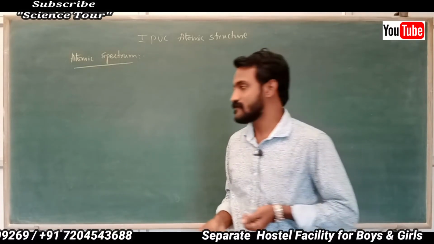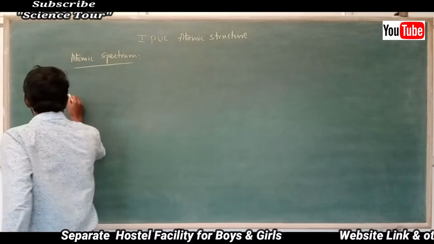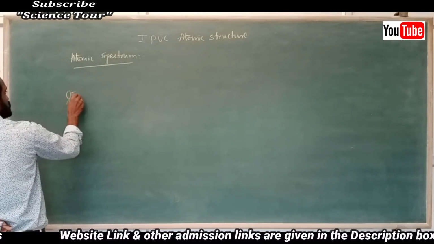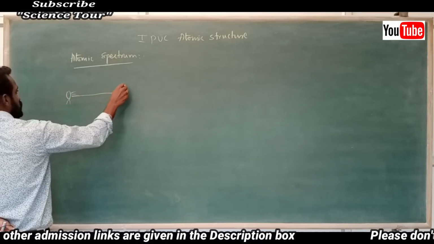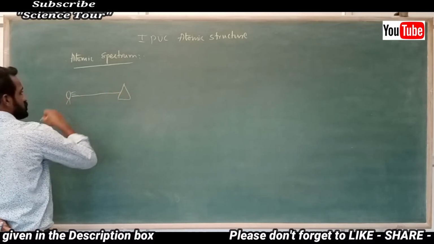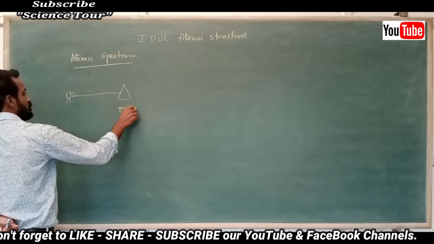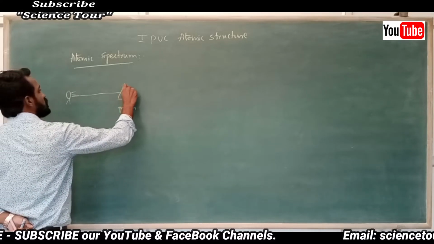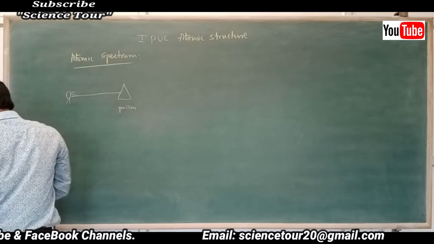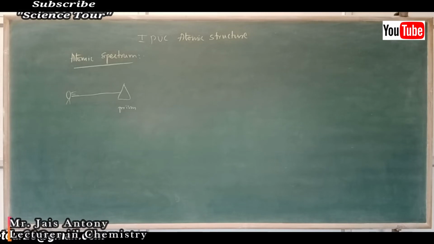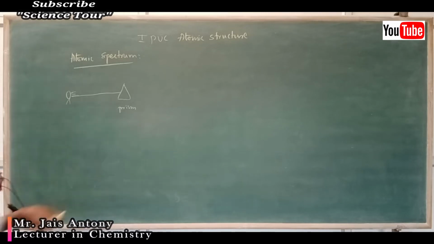Okay, I'll explain. Imagine this is a white light that passes through a prism, this is the prism, and it gives 7 different colors. I don't have 7 colors, but I will try to write those 7 colors using different chalks.